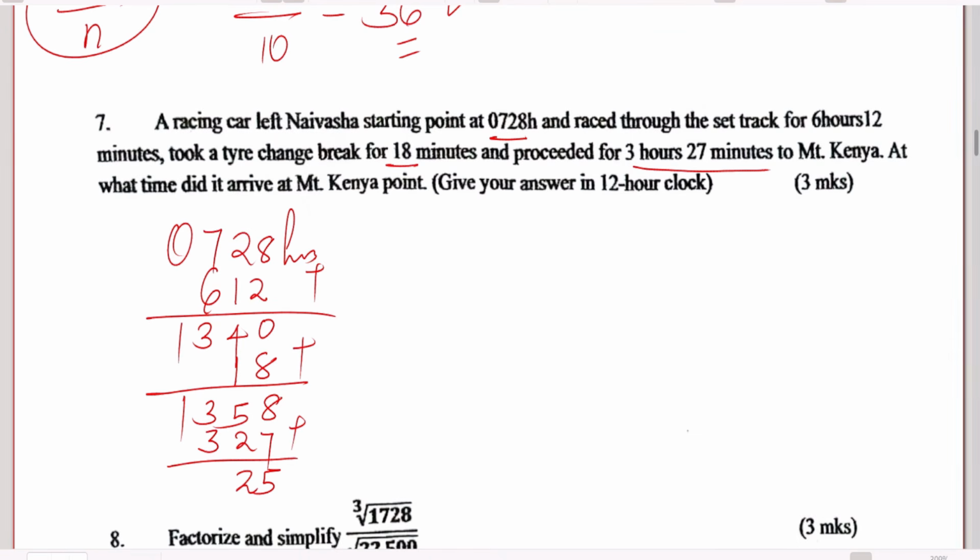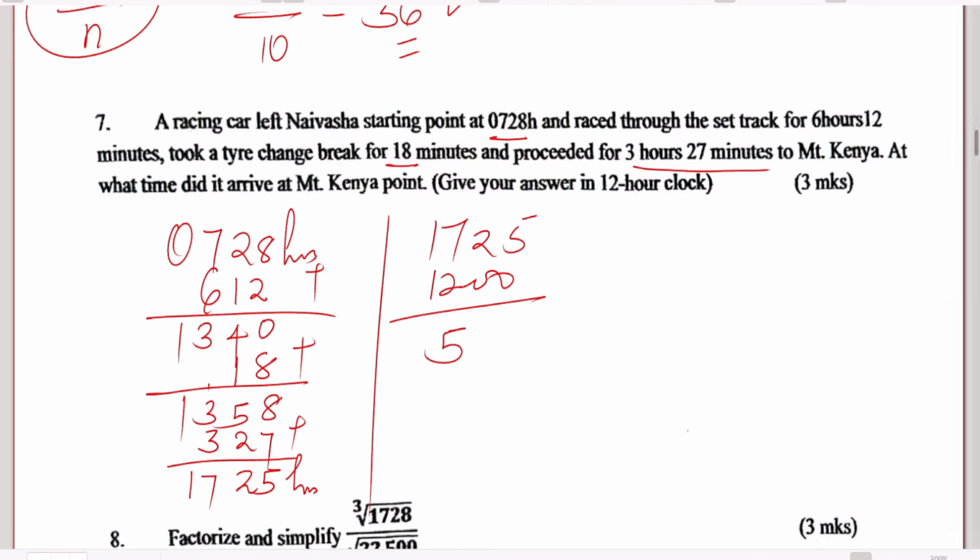Remember, you have exceeded, you have to carry 1 hour there. So you have 13 plus 3, that is 16, then plus 1 hour, that will be 17. So now this is the time. 17:25 is the time they arrived at Mount Kenya. So 17:25 hours in 12-hour clock system, you simply subtract 12 hours. This will give 5:25 p.m.